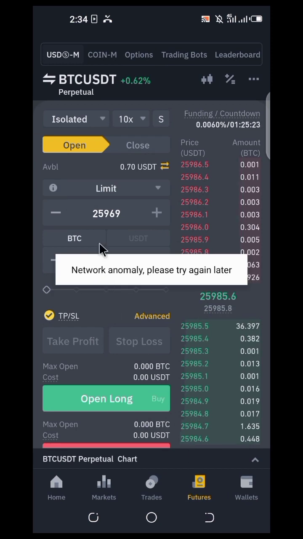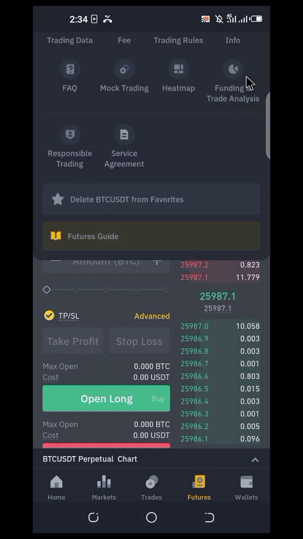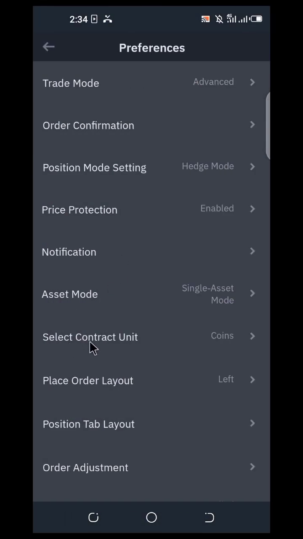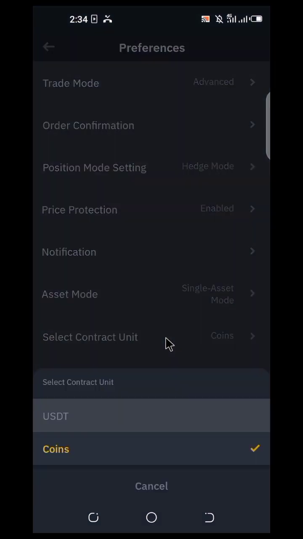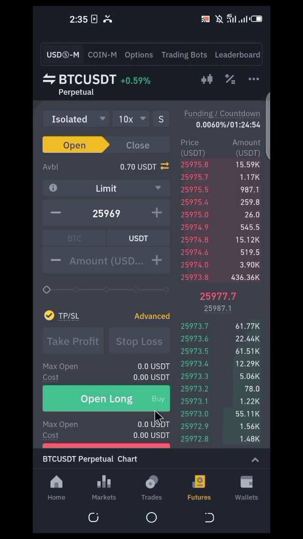So once you are here and you want to open a position, you can see under the amount we have in brackets BTC. What this means is that you are going to enter the amount you want to trade in BTC. But if you don't want it in BTC and you want it in USDT, what you're going to do is go back to the select contract unit, then you click on it and you leave it on USDT, and it is automatically going to be on USDT. As you can see, we have USDT now, but before it was BTC.